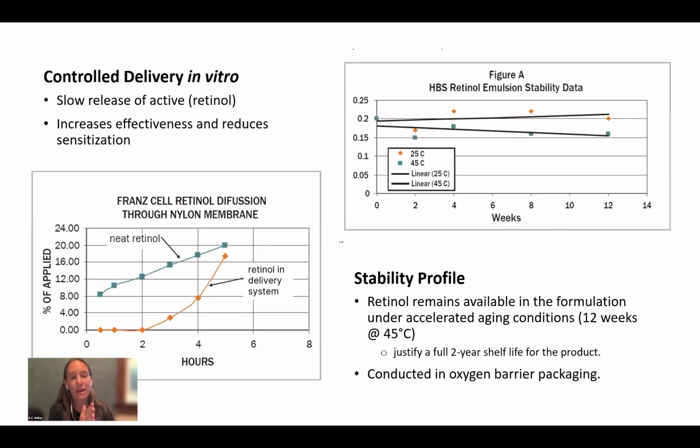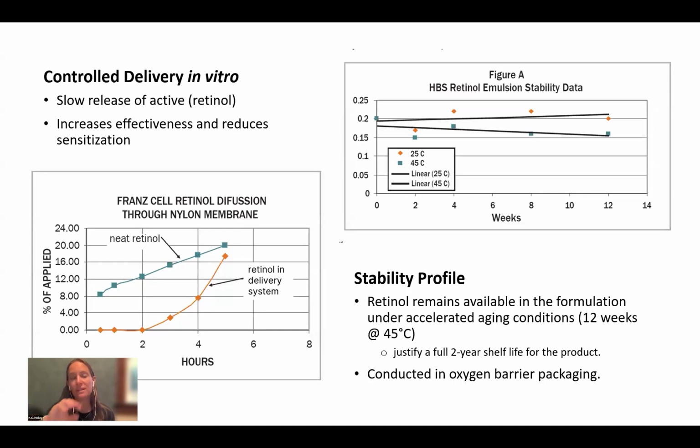So here's some research that the vendor did on this ingredient. First you can look to the left. You have what's considered to be neat retinol, which is just your typical retinol, in the blue line. And then you've got your retinol in this delivery system, in this encapsulation. You can see how quickly that blue line gets released versus how slowly the encapsulated retinol gets released. And it's that slow release that allows it to have some increased effectiveness because it's been stabilized, and it also allows it to reduce sensitization.